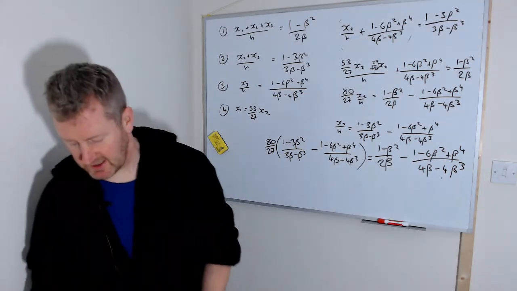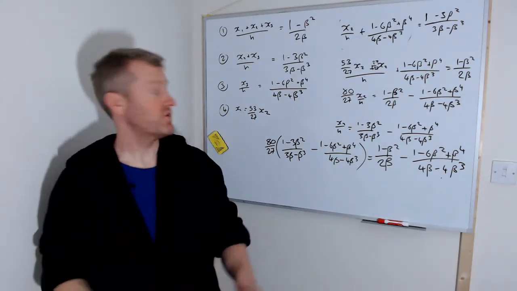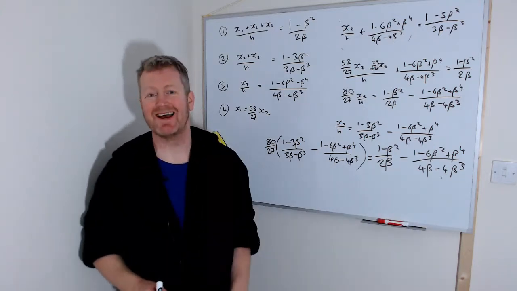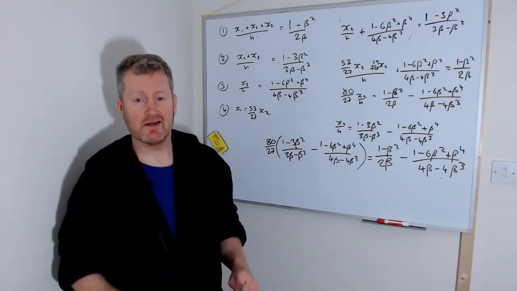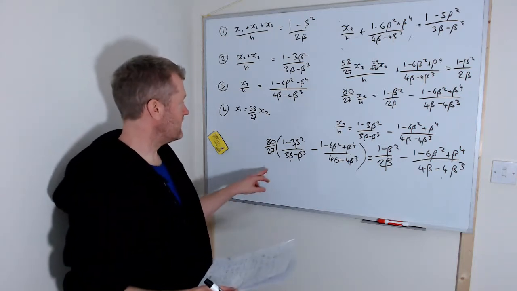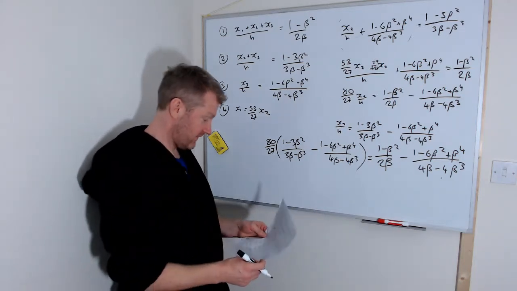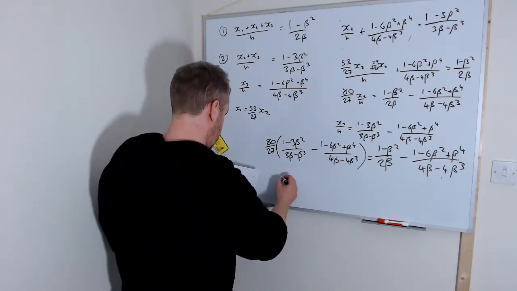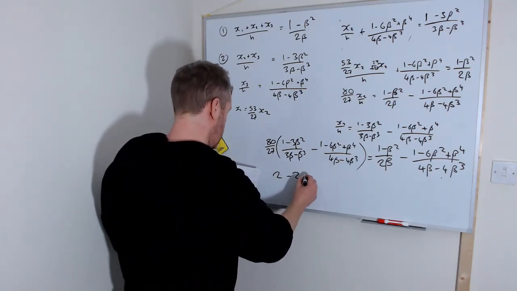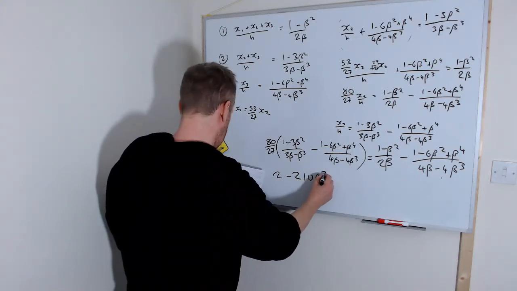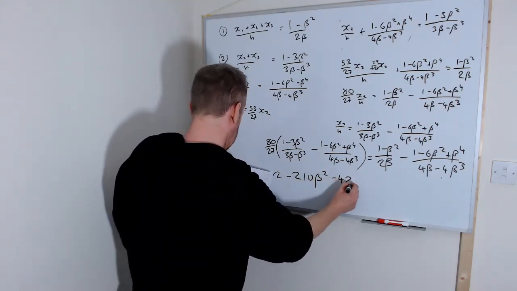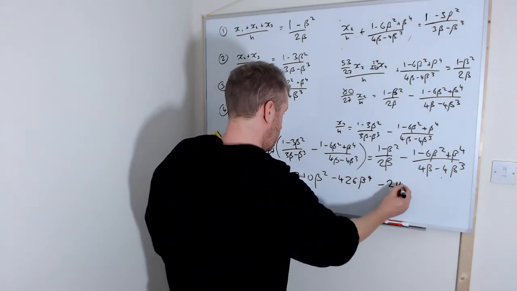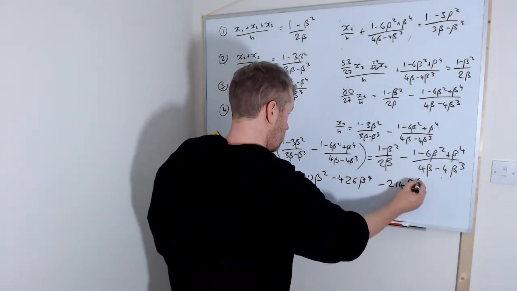So it looks a bit crazy. It is a bit crazy. You can stick that into Wolfram Alpha now and that'll give you the result, or you can do a lot of cancelling down. It's complicated and it's not very fun because it's tedious, but you eventually get down to something a bit simpler, which is equivalent to 2 minus 210 beta squared minus 426 beta to the 4 minus 214 beta to the 6 equals 0.